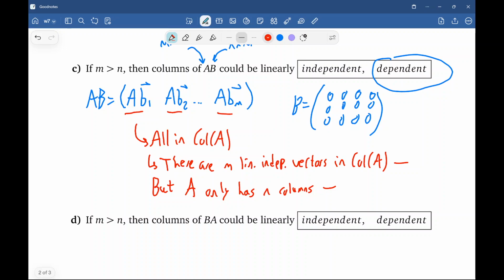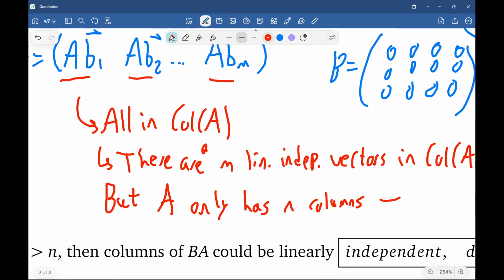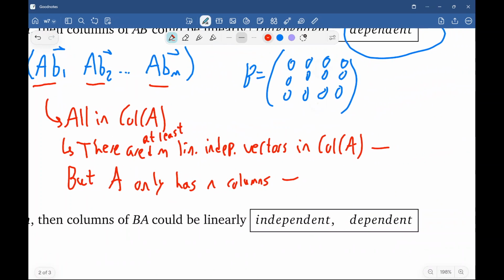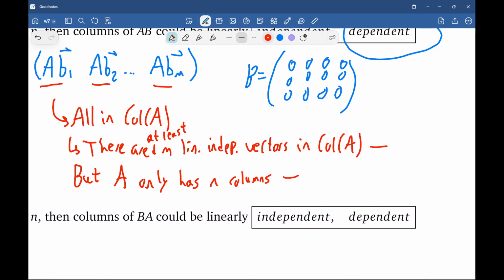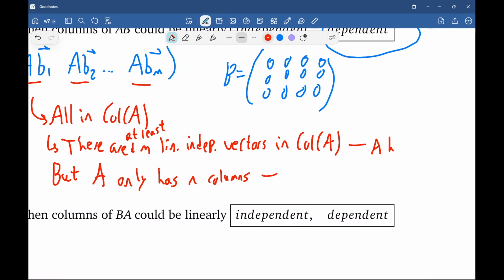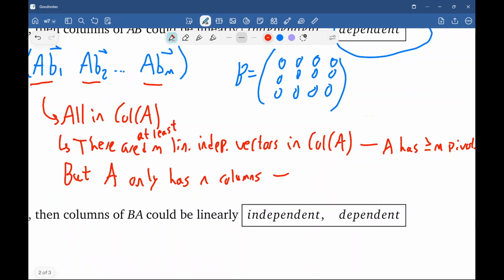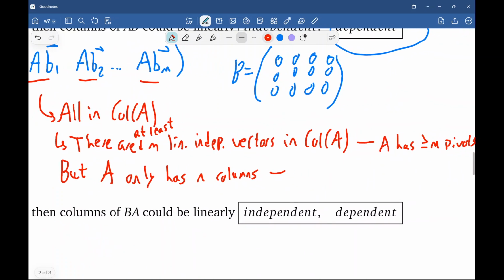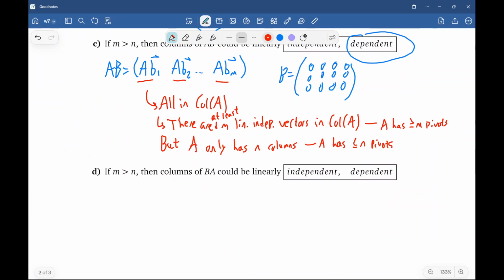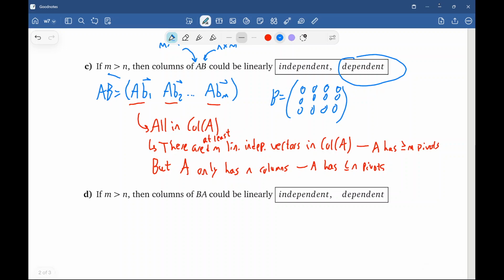The first line is telling us that there are at least m pivots in A. So A has greater than or equal to m pivots. But this down here is telling us that, well, we only have n columns, so we can't have any more than n pivots. So A has at most n pivots. And the reason that this is impossible is because m is greater than n.